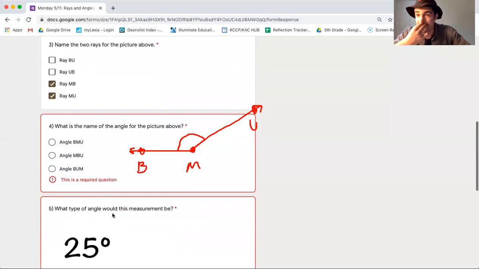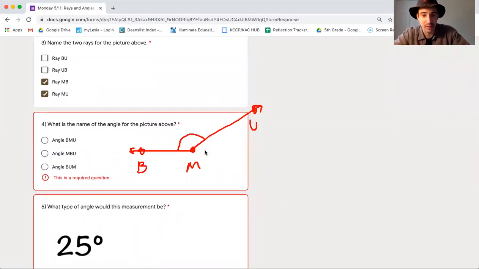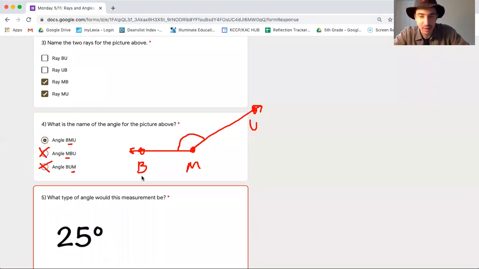Now when I name this, we always need to make sure that the endpoint or the vertex is in the middle when we name it. We can switch which way the rays are, but as long as this M is in the middle, I'm going to know that's going to name our angle correctly. So I see an M here, an M here, an M here. It's not angle BUM because the M's at the end. It's not angle MBU because the M's at the beginning, but it's angle BMU because the M is in the middle, the vertex is in the middle.